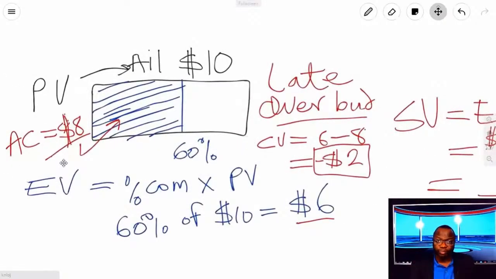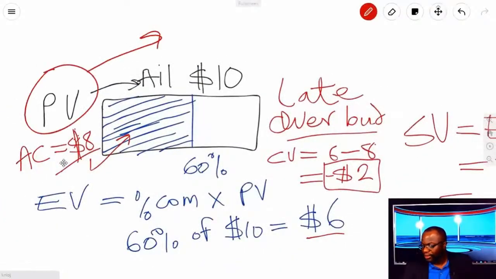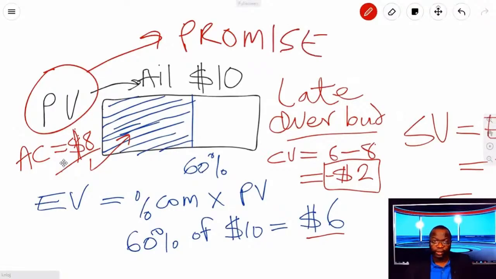Okay? So I just wanted to give you a real world view of this very basic concept so that you understand planned value is the promise, earned value is what I got done, and actual cost is what I spent, okay? Planned value is the promise. It is a promise to get done within a particular time period, okay? I'm going to get this done within a particular time period at a particular amount of money or rate. Actual cost is how much did I really spend on that thing? And earned value is how much of the thing, how much of the promise did I actually accomplish?